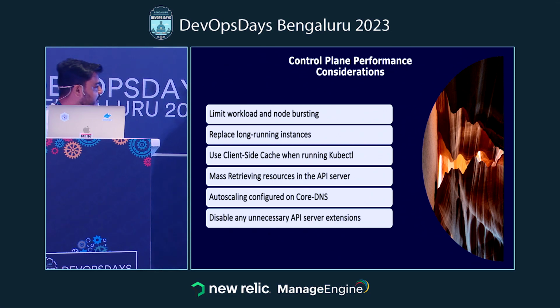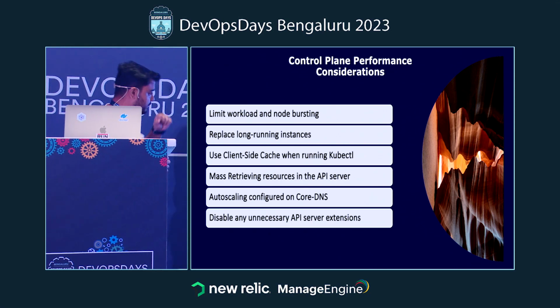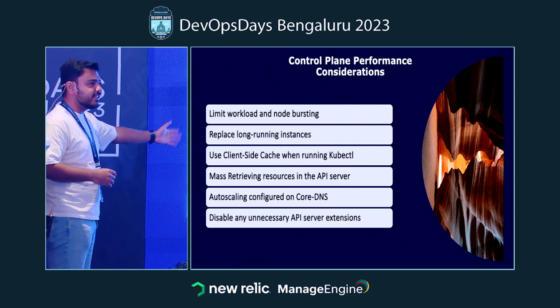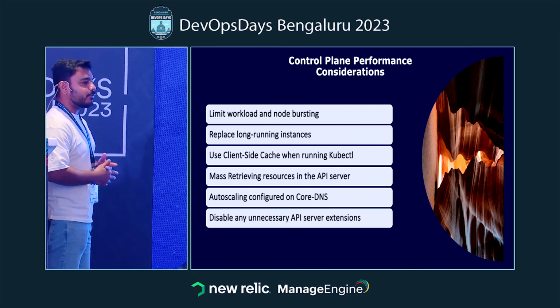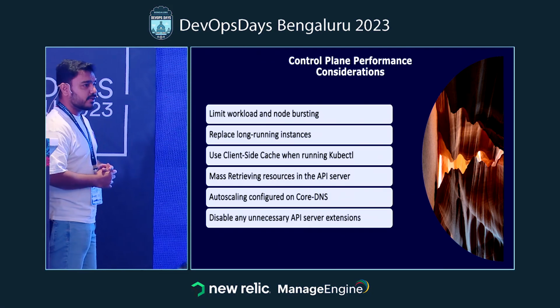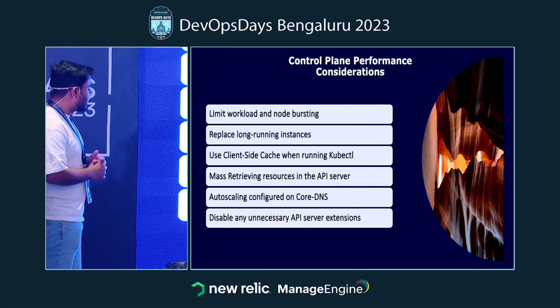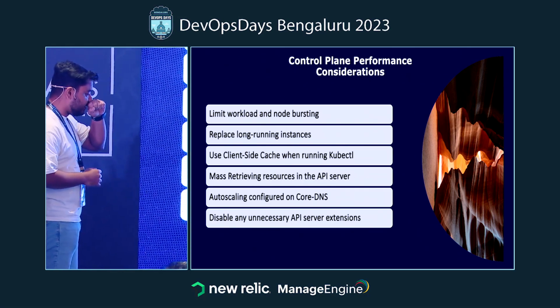The last thing is disabling unnecessary API extensions. Sorry, I missed just one thing: auto scaling DNS. I already discussed what we did: instead of auto scaling, we went with the node local cache DNS. This improved a lot for us. And the last thing is to disable any unnecessary API server extension.